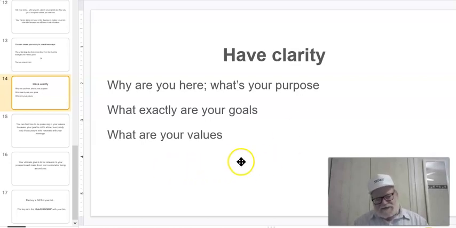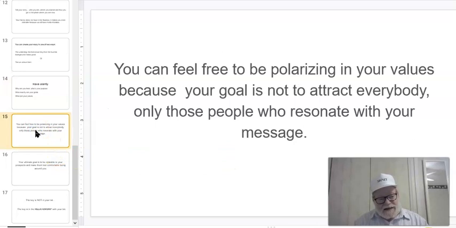What are your values? This is extremely important. You have to let people know what your values are and where you stand. And you can feel free to be polarizing in your values. You don't have to toe the middle of the line on everything. Why? Because your goal is not to attract everybody. Everybody is not your customer. You only want to attract those people who resonate with your message.